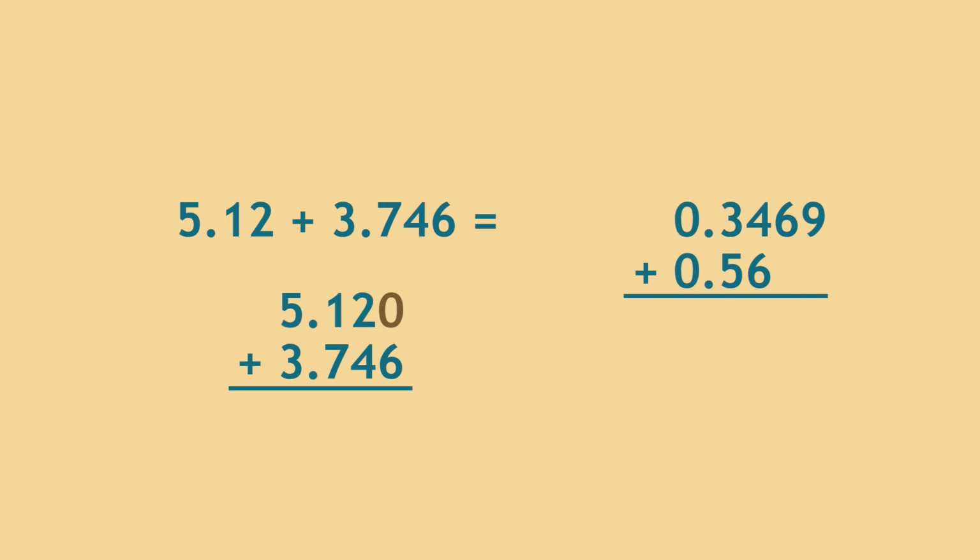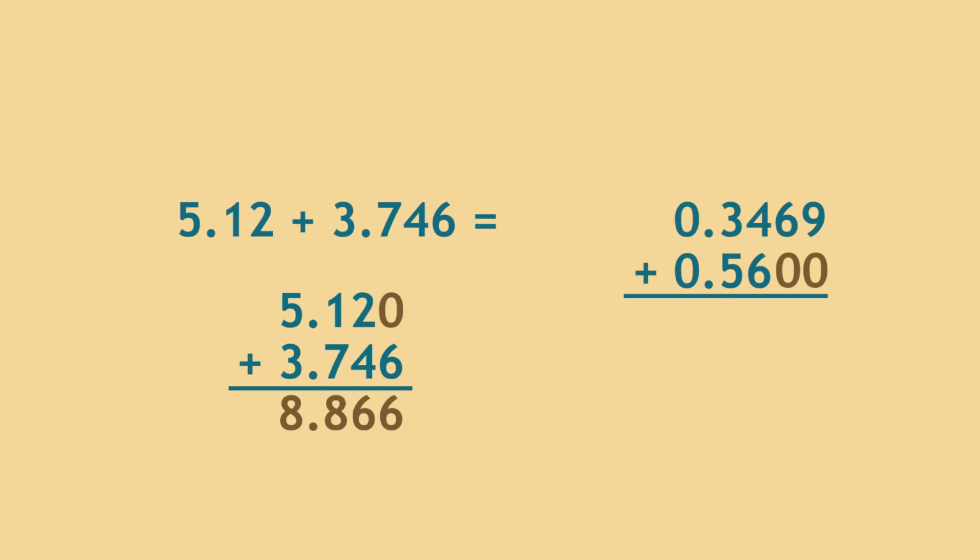Put our 0 there to hold that place. 6 plus, and bring down our decimal point. Yes, that is a great thing. If you want to just start by bringing down the decimal point, then you don't forget at the end. That's kind of a good habit to get into. So 6 plus 0 is 6, 2 plus 4 is 6, 1 plus 7 is 8, and 5 plus 3 is 8. Let's go over to our second one.